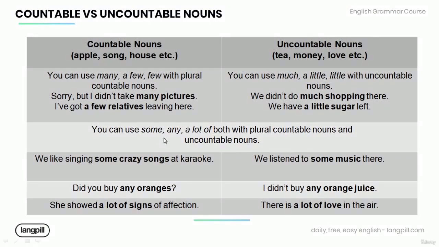Note that you can use some, any, a lot of, both with plural countable nouns and uncountable nouns. Have a look at the examples below. We like singing some crazy songs at karaoke. Did you buy any oranges? She showed a lot of signs of affection. And with uncountable nouns, we listened to some music there. I didn't buy any orange juice. There is a lot of love in the air.